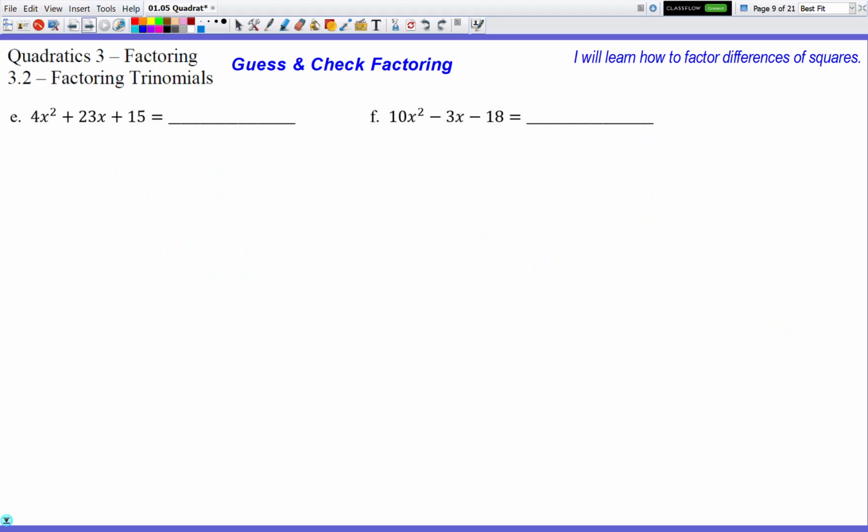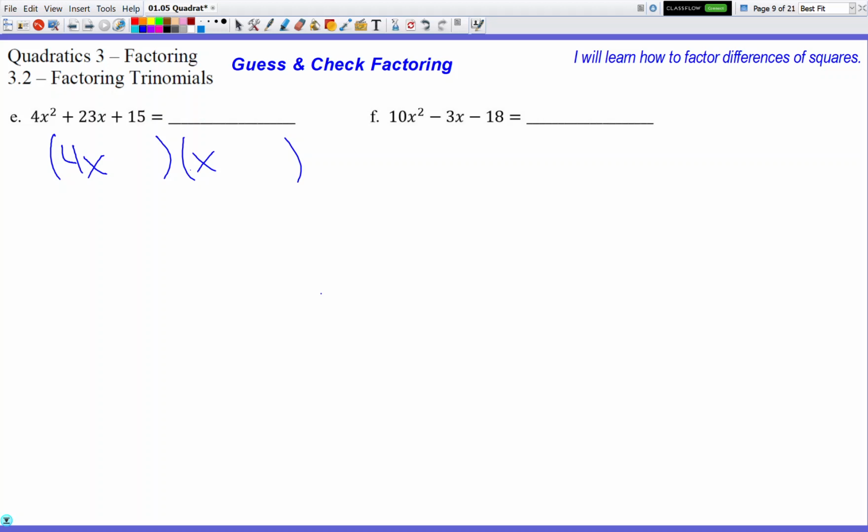Okay, letter E. Still the same route, 2 blank parentheses. But this is where it's going to get tricky, because there are multiple ways of making 4x squared. You can do 4x times x. You can do 2x times 2x. And that's where you're going to start really hating these problems, because you're not just going to play around with the back number of 15 with 3 and 5 and 1 and 15. You've got to play around with the front number also, 2x and 2x, or 4x and x.